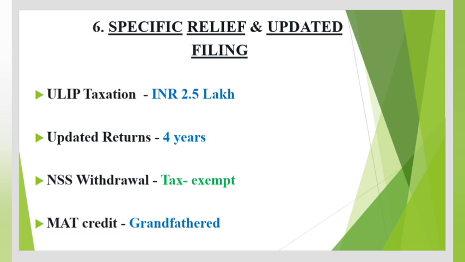Updated returns. Taxpayers now have 4 years to file updated returns, providing more flexibility for rectifying errors or making voluntary disclosures. NSS withdrawals. Withdrawals from the National Savings Scheme made on or after 29 August 2024 are now tax exempt to encourage long term saving. MAT credit. Unutilized minimum alternate tax, that is MAT credit, from the 1961 Act is grandfathered and can be carried forward under the 2025 Act.